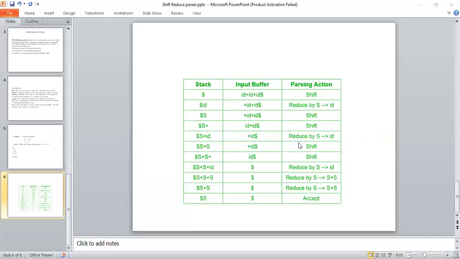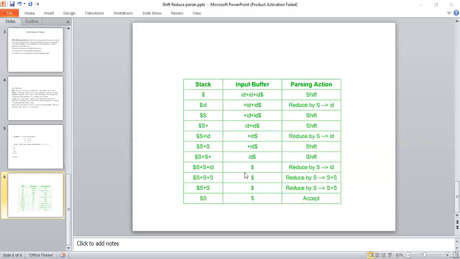Okay, so again here I'm doing the reduction, because for this id I have a production S tends to id. This RHS value is replaced by its equivalent LHS value. Same thing happened here: dollar S plus S, plus id dollar. Again I'm performing a shift, so that this plus is pushed into the stack: dollar S plus S plus, and in my input buffer I have id dollar. Again I'm performing a shift, so this id is coming to the top of the stack: dollar S plus S plus id, and my input string contains only the dollar.